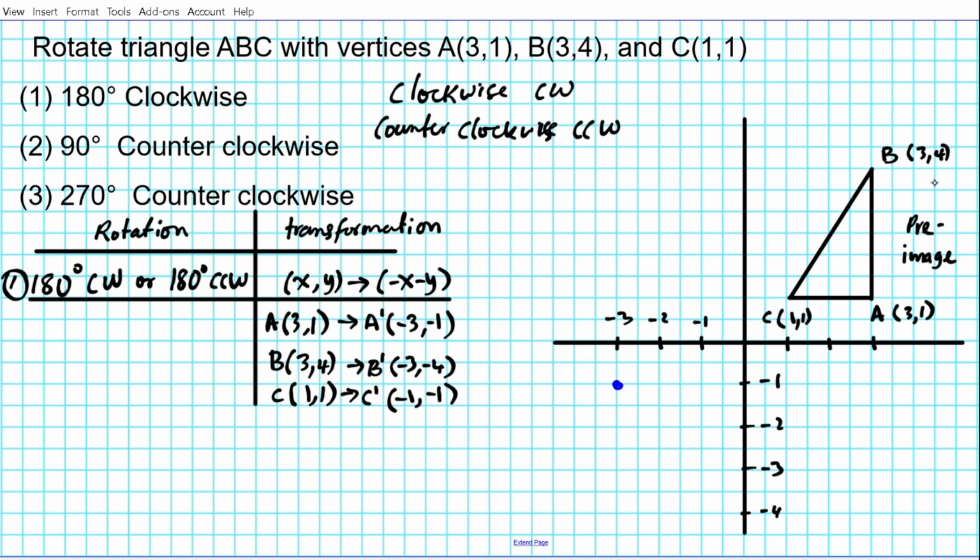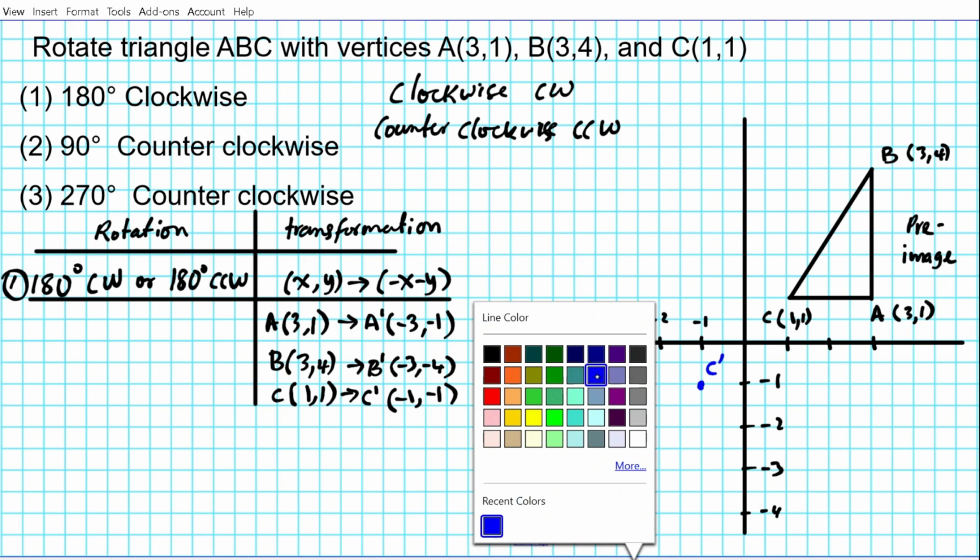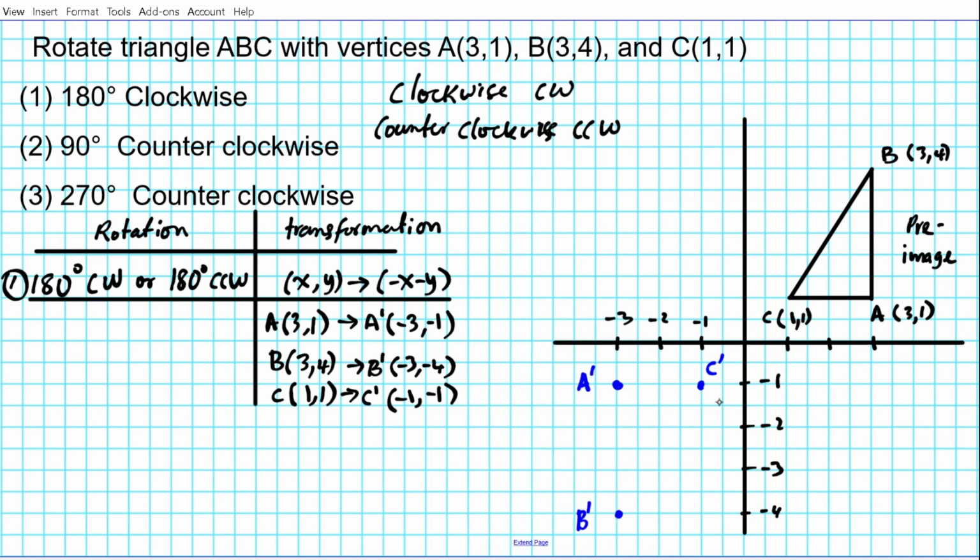Point B gets mapped to negative 3, negative 4, right here. Oh wait, let's put it. So this is point A prime. And then point B prime is negative 3, negative 4. And then point C prime is negative 1, negative 1, right here. Bam. So let's say you're using a notebook, right, or a piece of paper. You can rotate your paper around and see if this looks correct.